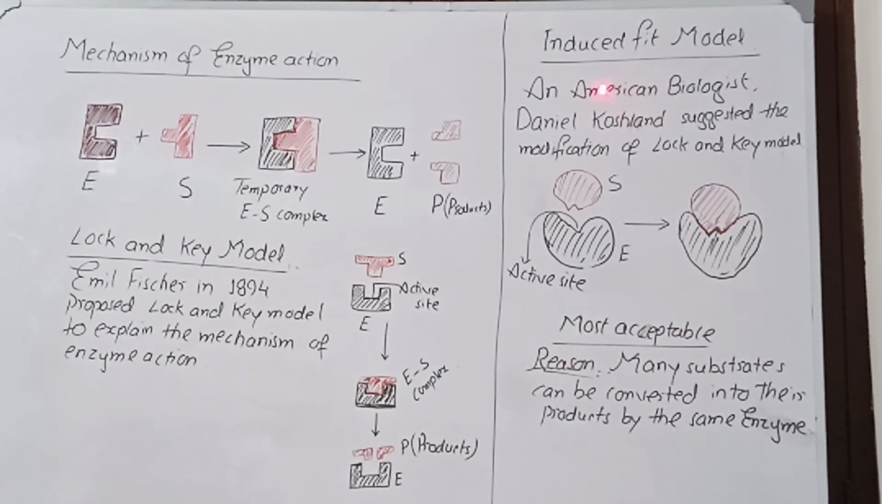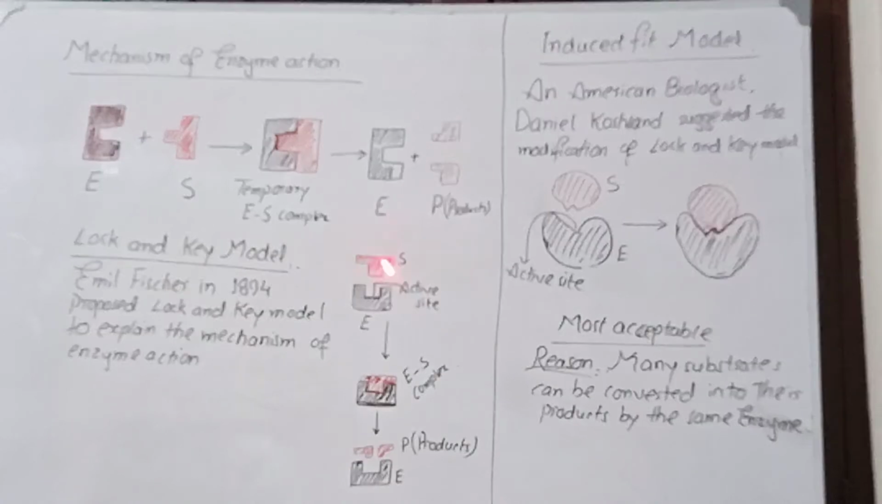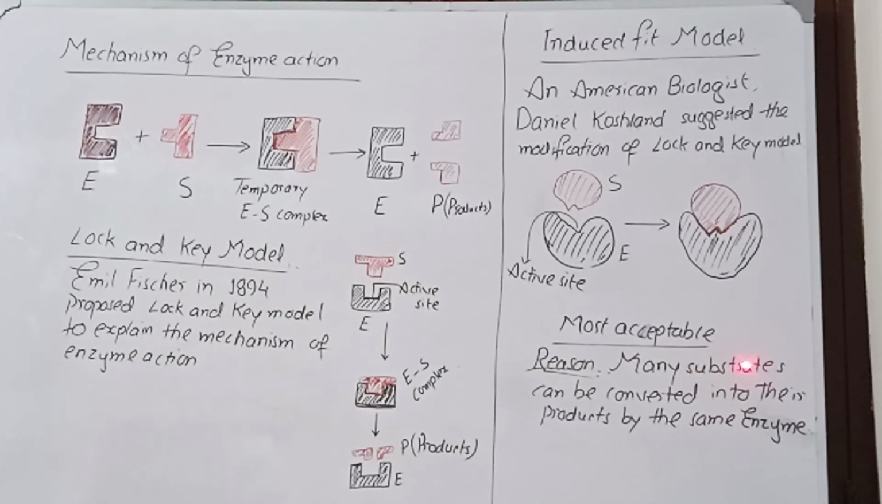So this induced fit model is the most acceptable model for explaining the mechanism of enzyme action. Why? The reason is that many substrates can be converted into their products by the same enzyme. Here, in the lock and key model, only a few substrates will get converted into their products. So that's why it is the most acceptable model for the mechanism of enzyme action, because many chemical reactions can be performed by the same enzyme.